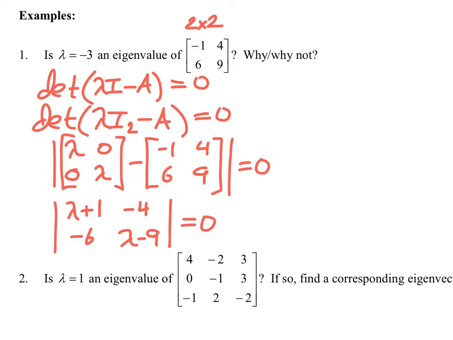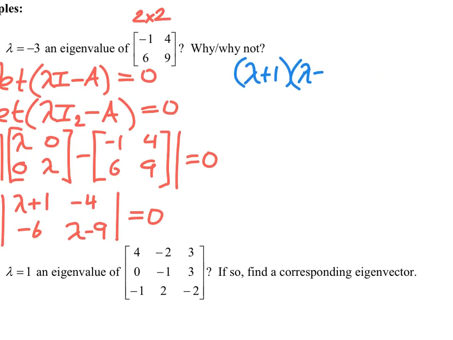Good question. All right, so lambda plus 1 times lambda minus 9. We start off with the 2 by 2 because it's easy to find the determinant. Now you could also see how this is not really much of a calculator type question because, I mean, just look at it. All right, so minus diagonal up, so minus 24.